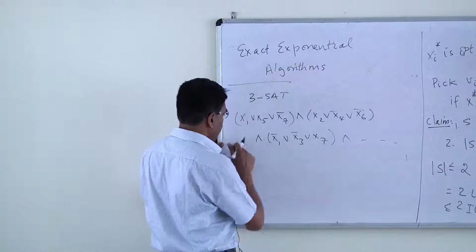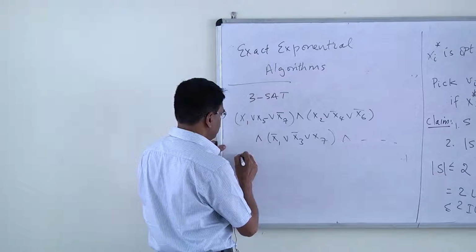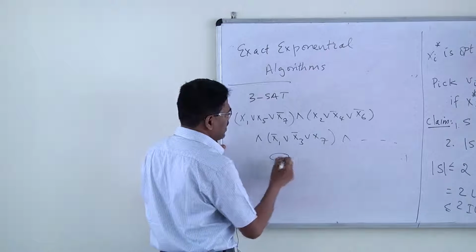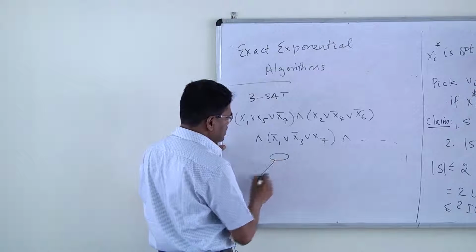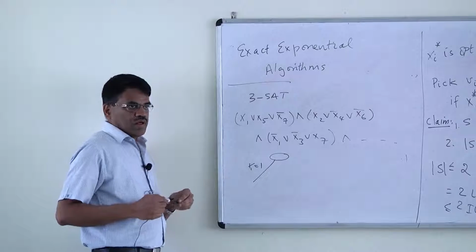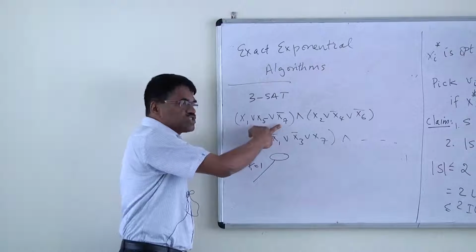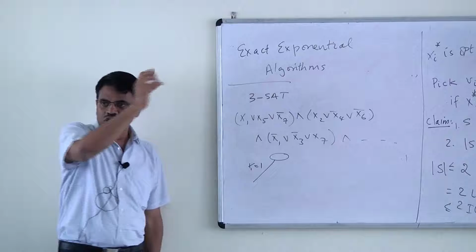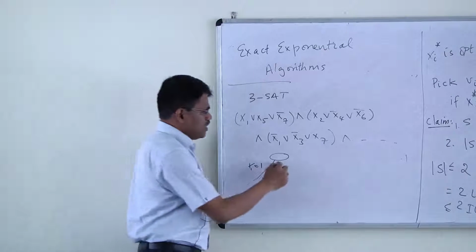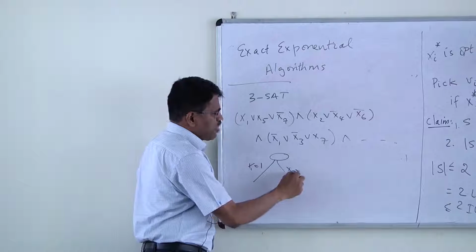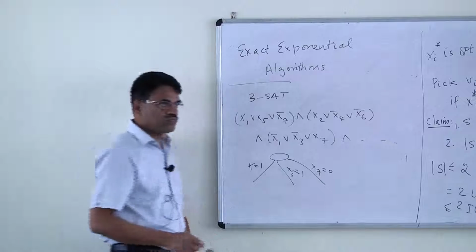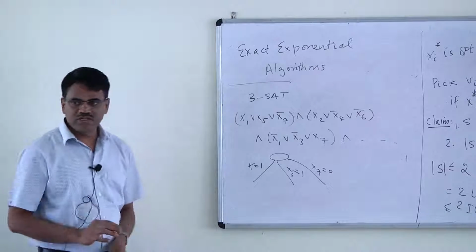So what we'll do is the following. Think of it as a branching algorithm. I start with the root. I set x1 equal to 1. You know that to satisfy this clause, I just looked at the first clause. To satisfy that clause, x1 has to be 1, or x5 has to be 1, or x7 has to be 0.